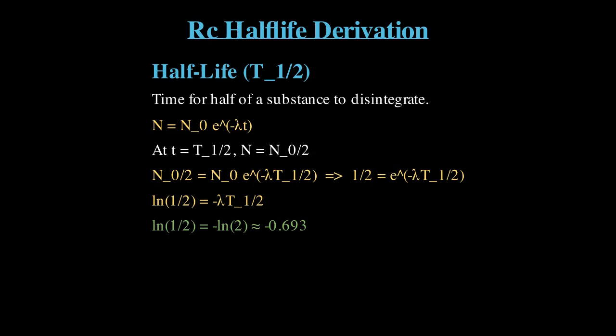Since natural log of 1/2 is negative natural log of 2, which is negative 0.1693, our equation becomes 0.1693 equals lambda times T1/2. Therefore, the half-life T1/2 is 0.1693 divided by lambda. This clearly shows that half-life is inversely proportional to the decay constant.